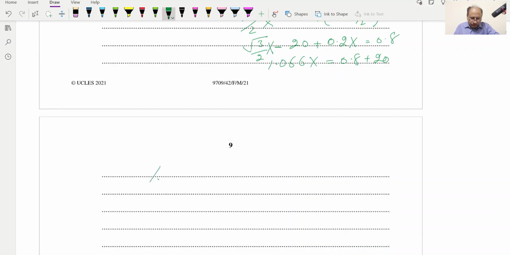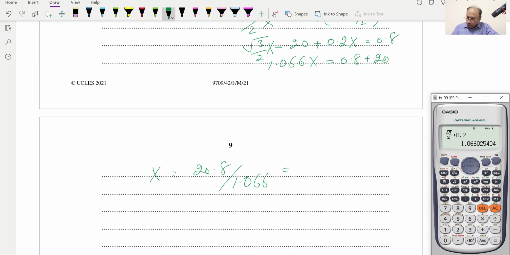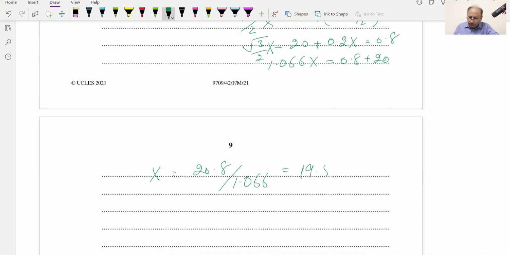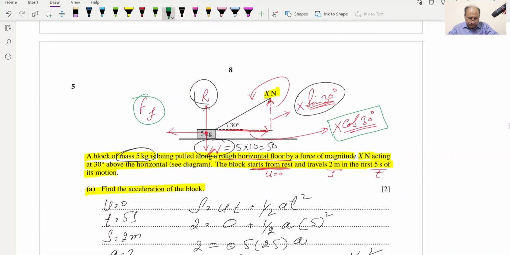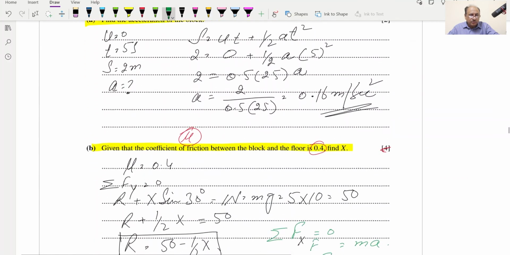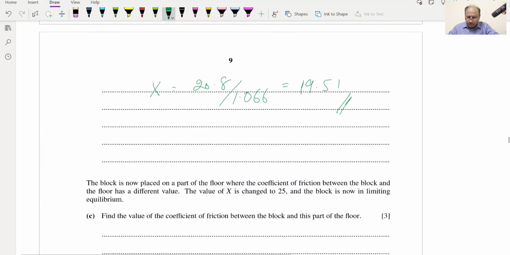So x will be equal to 20.8 over 1.066, and this will be equal to 20.8 divided by 1.066, answer is equal to 19.51, and this will be our final answer given that the coefficient is block. So x is basically this much newtons. So this will be our final answer for this part.